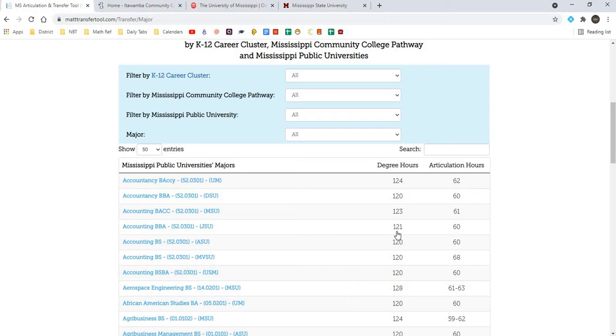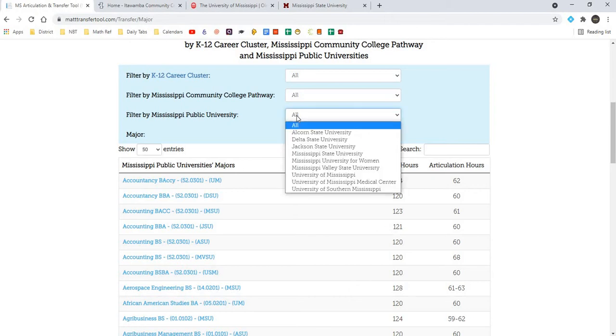Articulation hours are how many you are allowed to transfer to that degree. So if you're going to go to Jackson State, you're only going to be able to transfer 60 hours. The remaining 61 hours you have to take at JSU. Now, this varies from college to college and degree to degree, but a general rule of thumb is that you have to have the majority of your hours at the institution that's granting your degree. So if you were going to go to MSU for something, then the majority of those hours have to be taken at MSU.